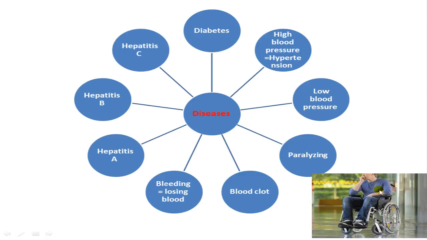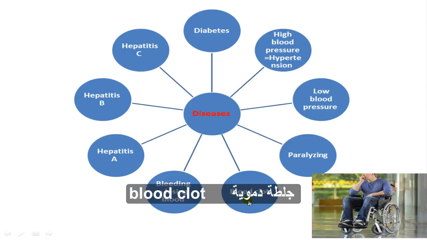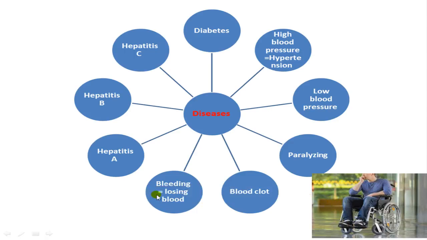Paralyzing. This is paralyzing. The person can't move. Blood clot. A blood clot leads to paralyzing. Bleeding, losing blood. Hepatitis B, hepatitis C. Virus A, B, and C. This is for the liver. These are some diseases.